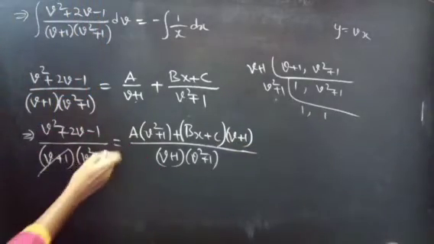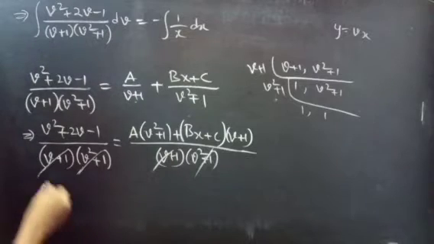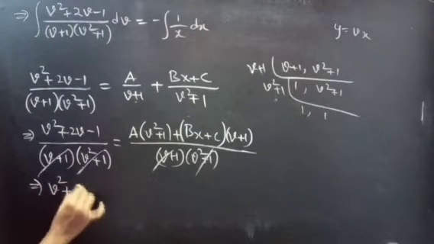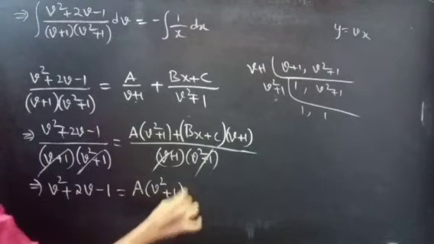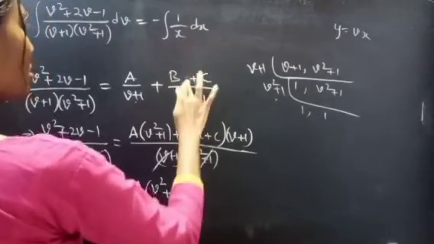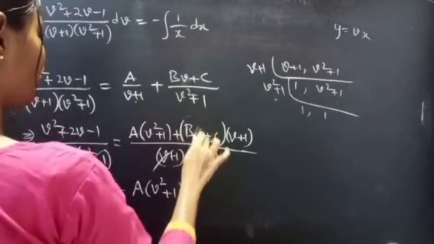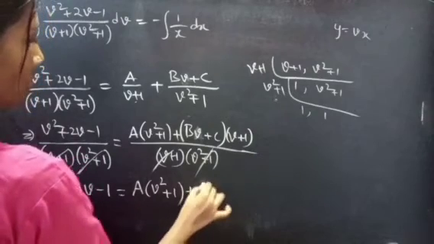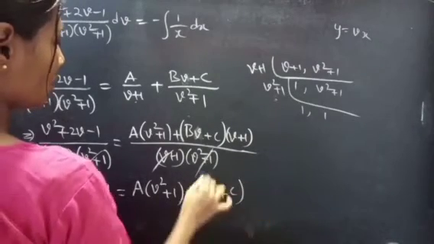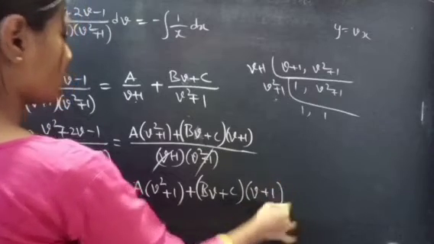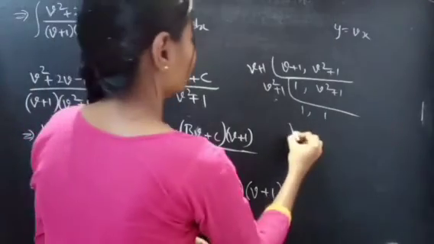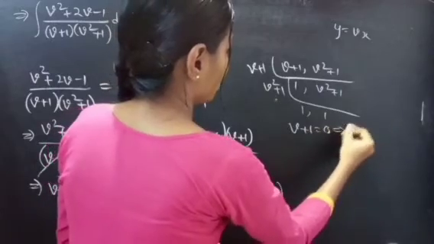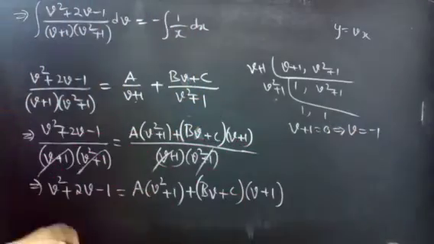Now we can cancel the denominator, then v square plus 2v minus 1 equals to a times (v square plus 1). Sorry, this is v, not x, okay? Fine. Plus (bv plus c) into (v plus 1). If v plus 1 equals to 0, then v equals to minus 1. Now let's put v equals to minus 1 in this equation.